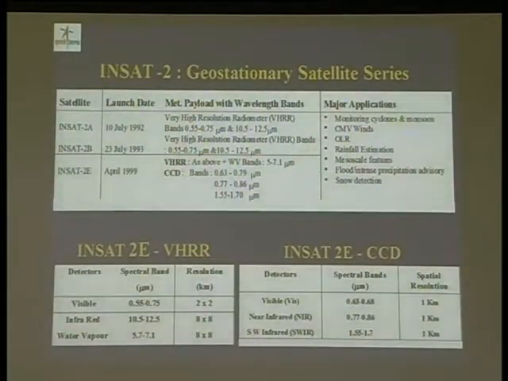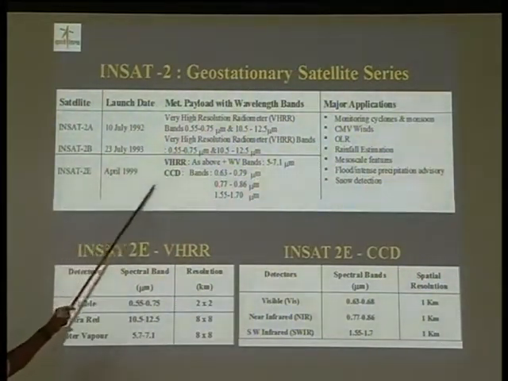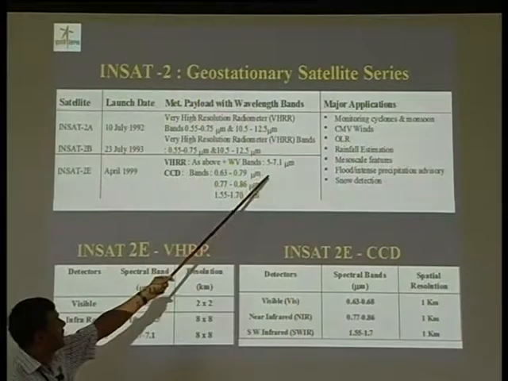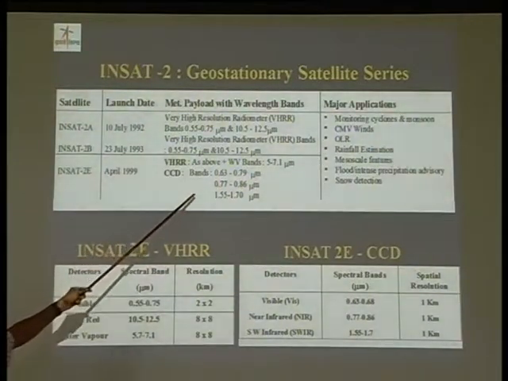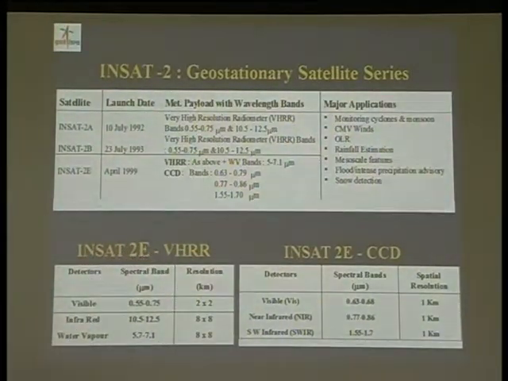So INSAT-2 series had one new band, water vapor band, added in INSAT-2E satellite, that is from 5 to 7.1 micrometer. So we had now three bands in VHRR, that is in visible, infrared, and water vapor absorption band, and a new sensor called CCD, charge coupled devices, with the 1 kilometer resolution. So that is basically to monitor the mesoscale systems over Indian region. So these are the basic applications.